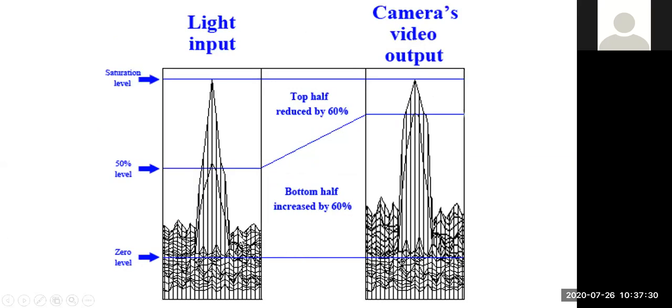It's as though you take this star image here, and you take the 50% level and you raise that up to 80 or 81%. The top half, the saturation level, is not changed, so the top half is reduced and the bottom half is increased by the same 60%. So we've actually gone from the Burj Khalifa to the Empire State Building.